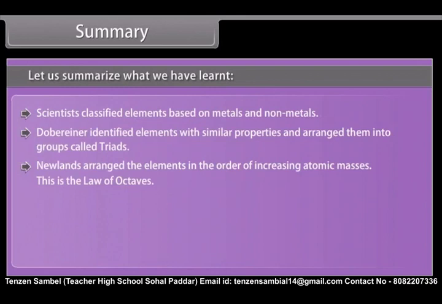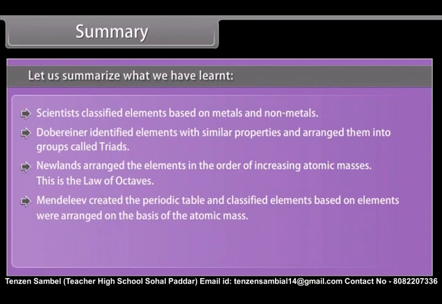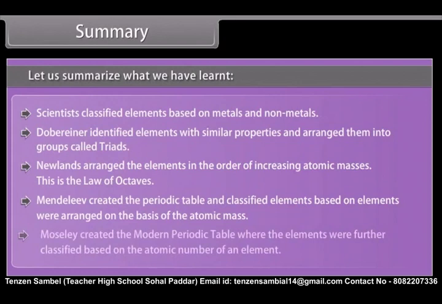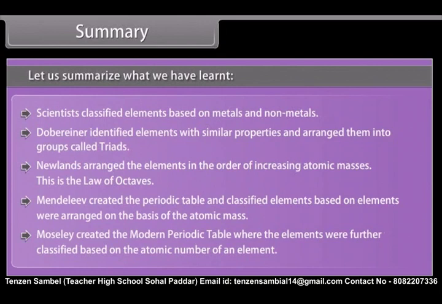Mendeleev created the periodic table and classified elements on the basis of atomic mass. Moseley created the modern periodic table, where the elements were further classified based on the atomic number of an element.